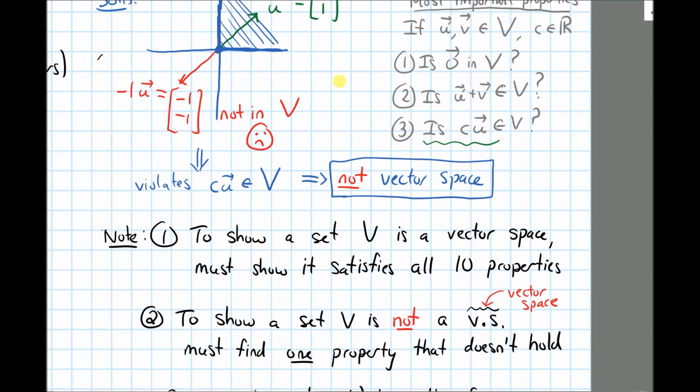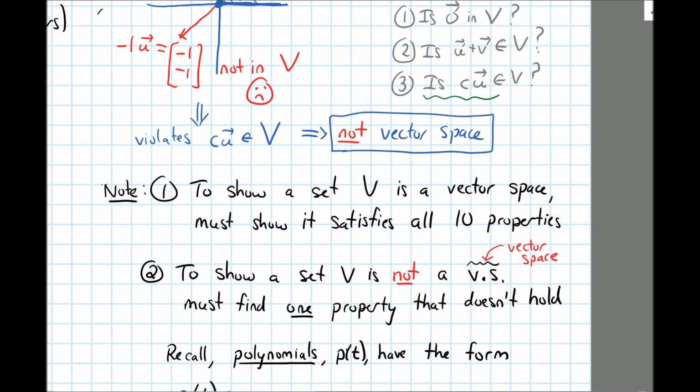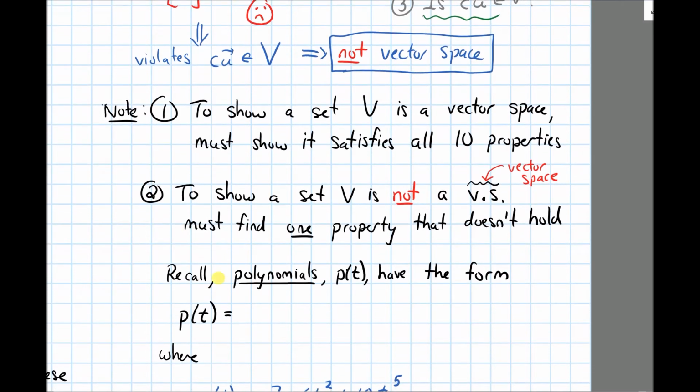Okay, so let's start to talk about some things that aren't just Rn, that aren't just vectors. I'm going to recall something from our previous knowledge, maybe from middle school or high school, about polynomials. I'm just going to write a polynomial as p(t). They have the form p(t) equals a naught, which is how we say a sub 0, plus a1 t plus a2 t squared plus dot dot dot plus an t to the n. So polynomials look like this.